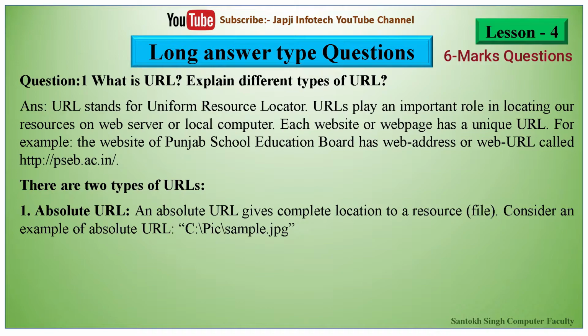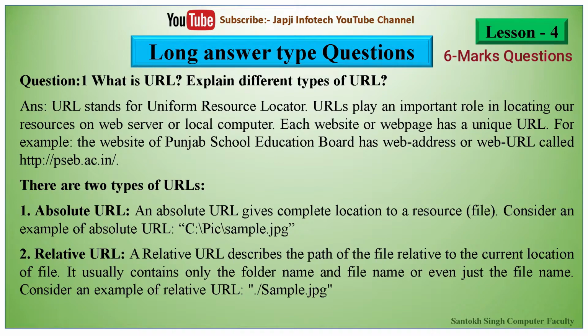It shows C drive, then pic folder, then inside the pic folder another file which is called sample.jpg. The second one is relative URL. A relative URL describes the path of the file relative to the current location of the file. It usually contains only the folder name and file name, or even just the file name.